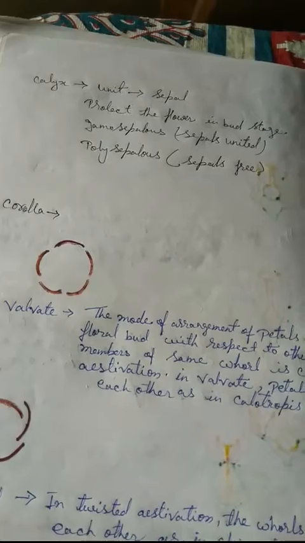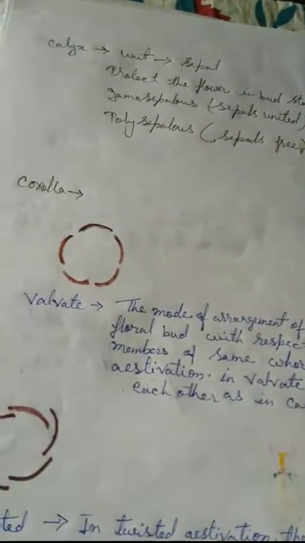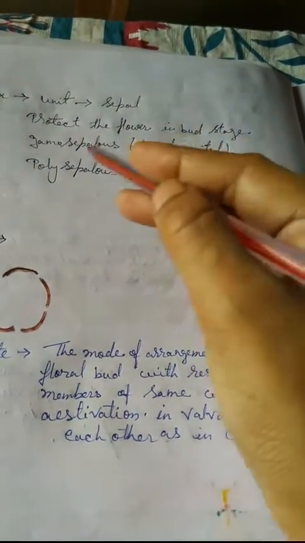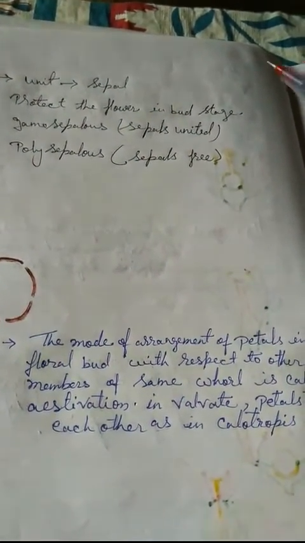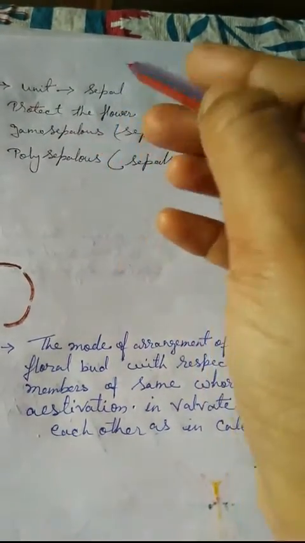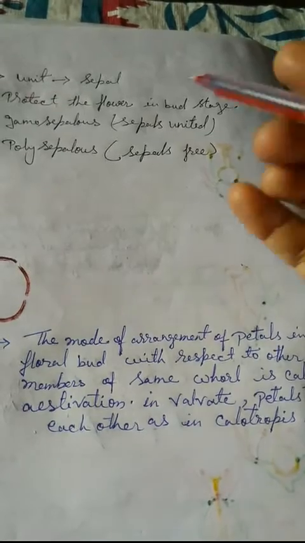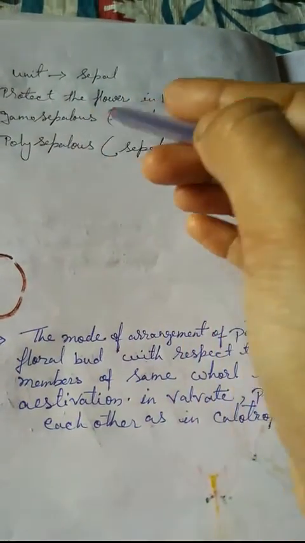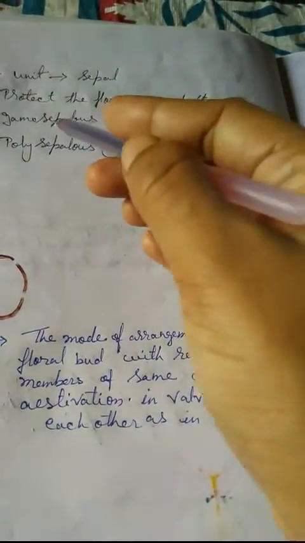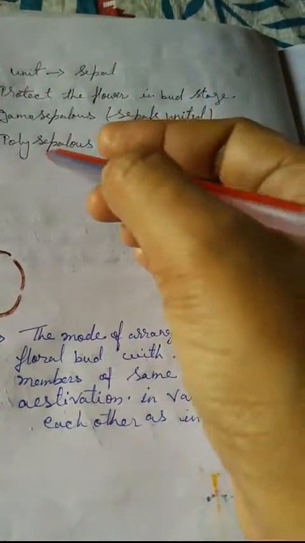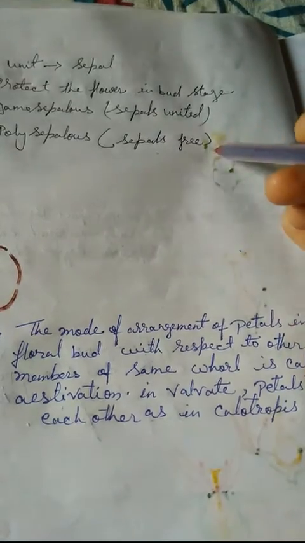Next, calyx and corolla. Calyx is the unit of sepals. It protects the flower in bud stage. It is gamosepalous or polysepalous. In gamosepalous, sepals are united, and in polysepalous, sepals are free.